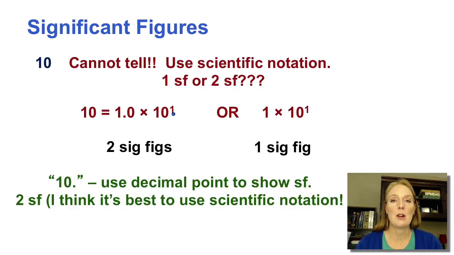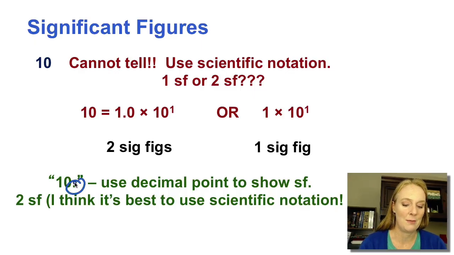I could write the number 10 as a 1, 0, and then the decimal point very firmly shown. That decimal point shows that there are 2 significant figures in this number. I think it's best to actually always use scientific notation when there's ambiguity like that, because sometimes it's hard to tell if you wrote the decimal point or not.